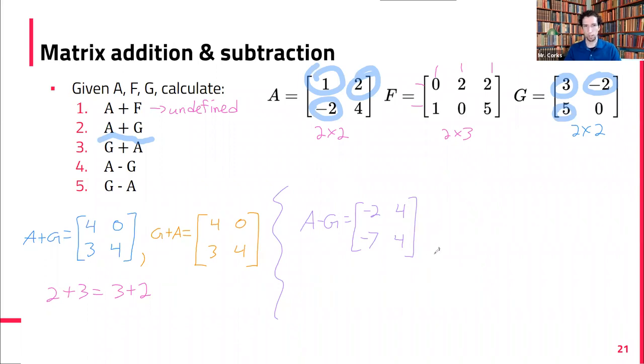Let's do the other one. So G minus A. What do we think that result will be? 2, 4, 7, and -4. What do we notice about the two results?